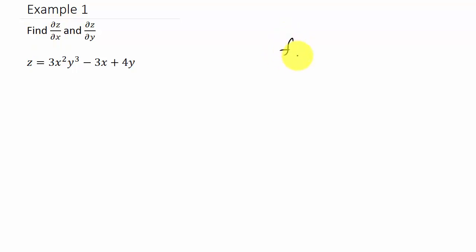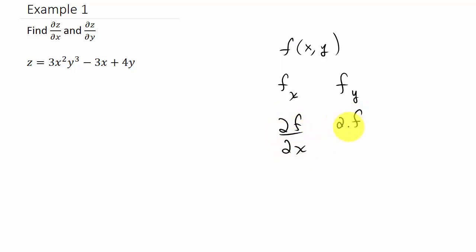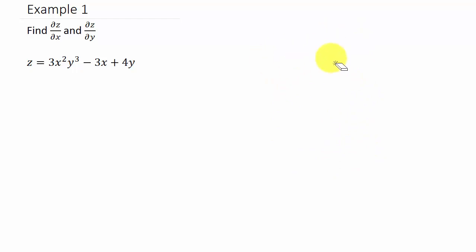If you have a function f of x, y, we can write the partial with respect to x as this and the partial with respect to y as this. Or you can just write the partial of f with respect to x or the partial of f with respect to y. Either way. Alright, so let's go ahead and get started on this problem.